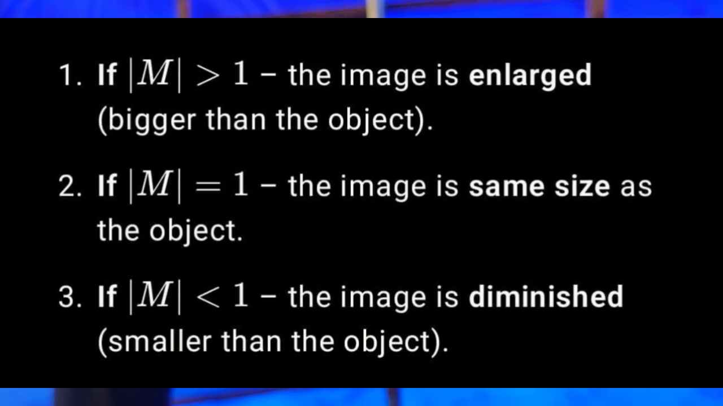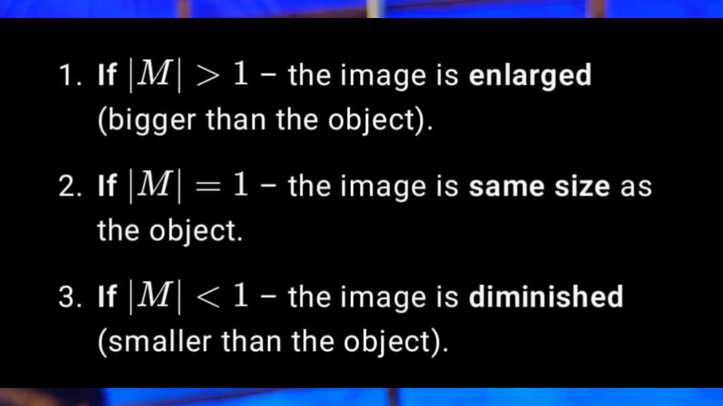When the absolute value of magnification is less than 1, the image is diminished. The image can either be enlarged or diminished, meaning smaller in size as compared to the object. When the absolute value of magnification is equal to 1, the image can also be equal to the object. That is when your M is equal to 1. So the image is the same size as the object.